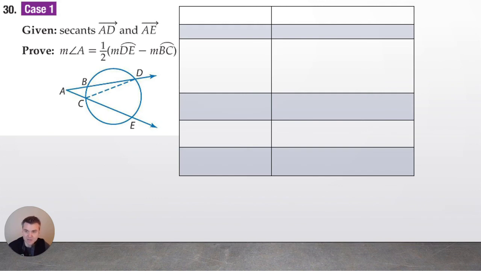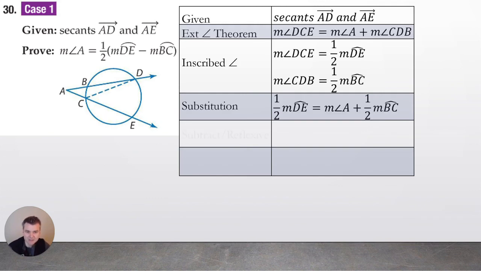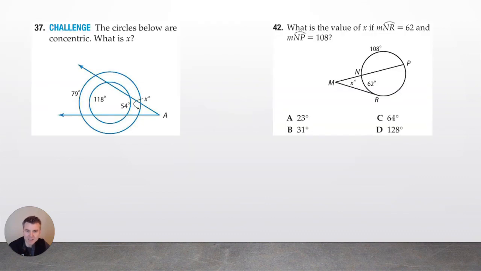All right, 30, we didn't have to do the proof. If you did do it, you can pause the screen and see it. It's a very exciting proof. All right, 37. The circles below are concentric. What is x? Okay, so first thing we have to do is find the measure of angle A.